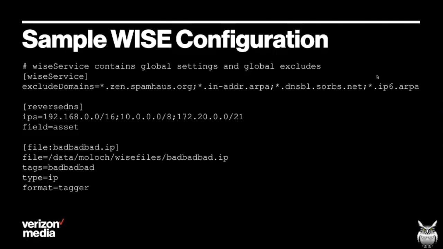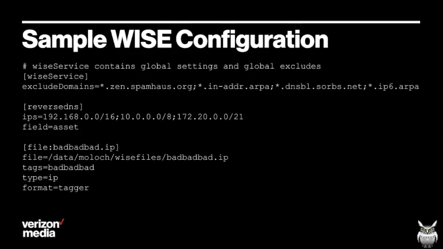There's the WISE service section, which applies to everything. In this case, you can set up excludes for IPs, domains, and email addresses. So here we're excluding these domains from ever doing anything in WISE, because if for whatever reason they hit WISE, we know we don't want to look them up because they're either not going to be in there or they're just not something we want to look up. And then the next two things are examples of sources for WISE. One is the reverse DNS source, and the other is a file. The name of the file is badbadbad.ip.